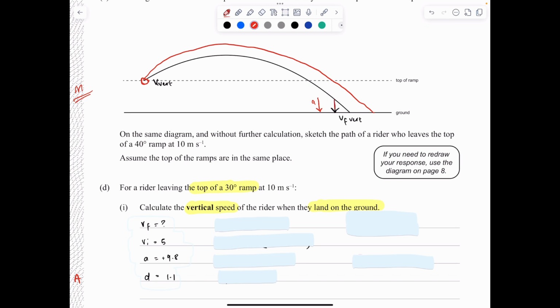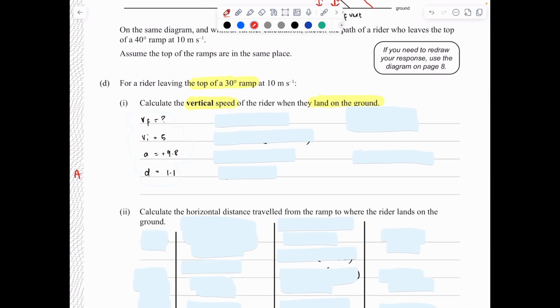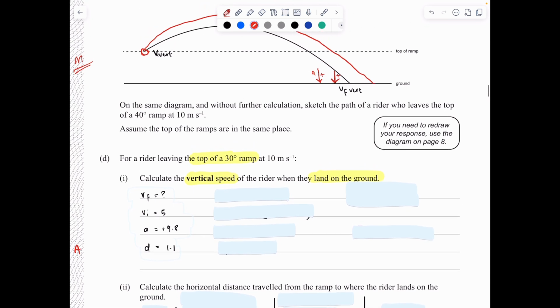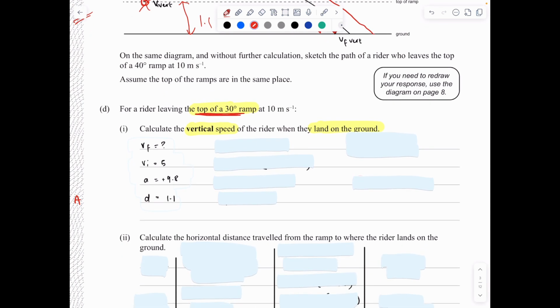Because I've defined my downwards velocity as positive, my acceleration is not opposing it, so it's also going to be positive. Whatever direction my velocity is going in, I'm defining that as positive. Because it's going down, I've defined this downwards direction as positive. So that's why I have a positive 9.8. The distance is going to be 1.1 because I'm measuring it from the top of the ramp, not the top of the flight, not from here, but from here. So that's why my distance is 1.1.